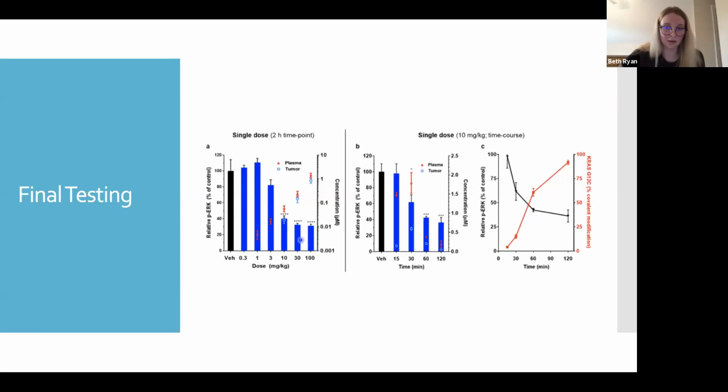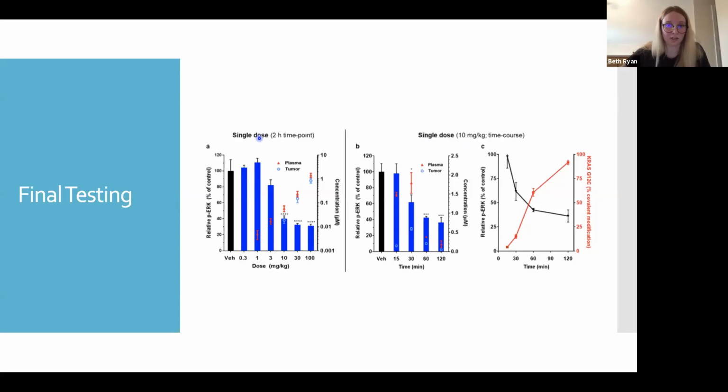And then with these higher doses of 30 and 100, the concentration in the tumor and the concentration in the plasma start converging, which is good. It's indicating that you have some present unbound in the plasma that's able to move into the tissues and some that's already acting and working in the tumors. And then since they discovered that 10 milligrams per kilogram is the sweet spot for getting the drug into the tumor, they decided to use a single dose of that concentration and measure its efficacy over time.